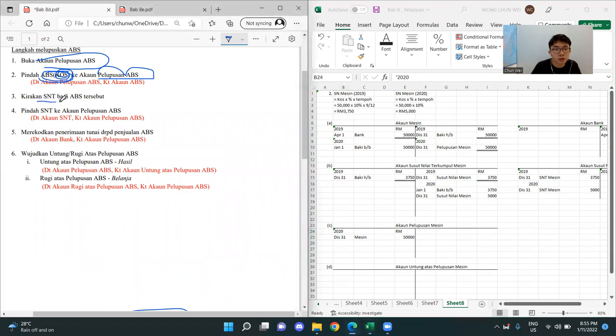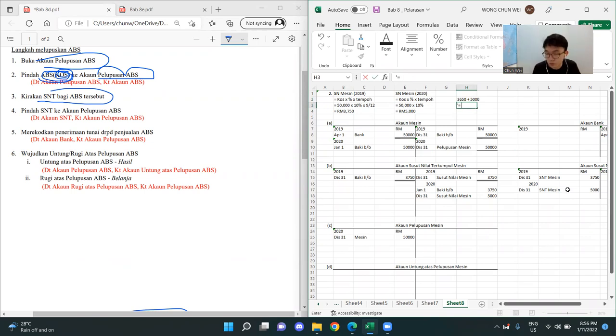Okay, so selepas you pindah your asset bukan semasa, which is this account machine to here. Now, next thing will be you kira the SNT for this account bukan semasa. So you kira the SNT for this machine. So very simple, what you're going to do is, because this whole machine punya SNT is how much? So you just use 3,750 plus 5,000, you get how much? 8,750. Correct or not? So this 8,750 belongs to this machine.